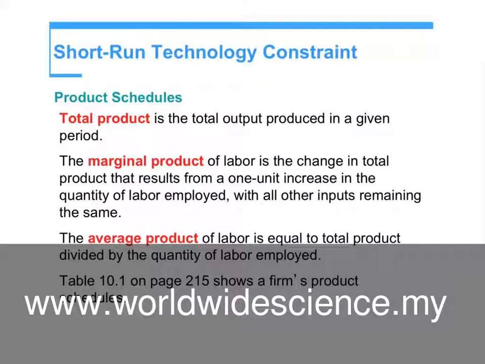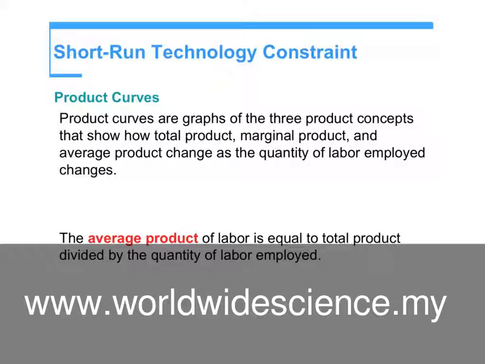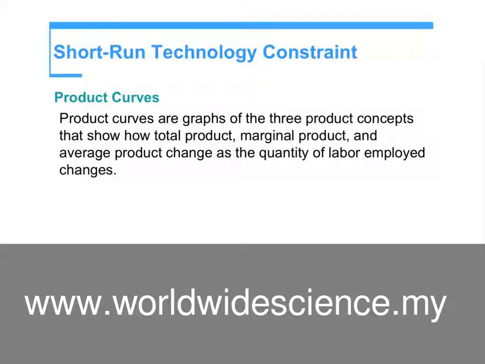So marginal product is an increase due to a one unit increase in the labor. The average product of labor is equal to total product divided by the quantity of labor. So if you divide the product by the labor, we get the number which is our average product. Marginal product is a unit increase because of a unit increase in our labor. Then we have the product curves. Product curves are graphs of the three product concepts that show how total product, marginal product, and average product change as the quantity of labor employed changes.